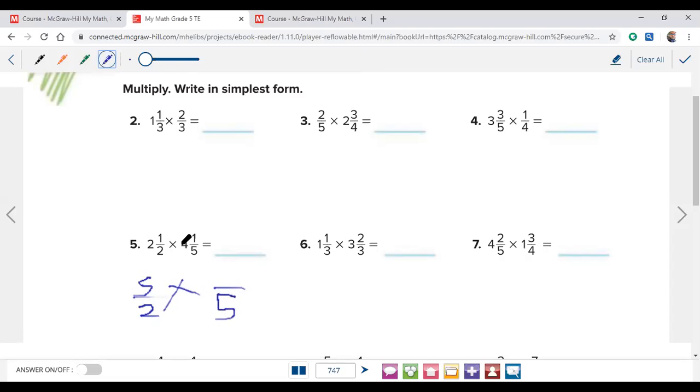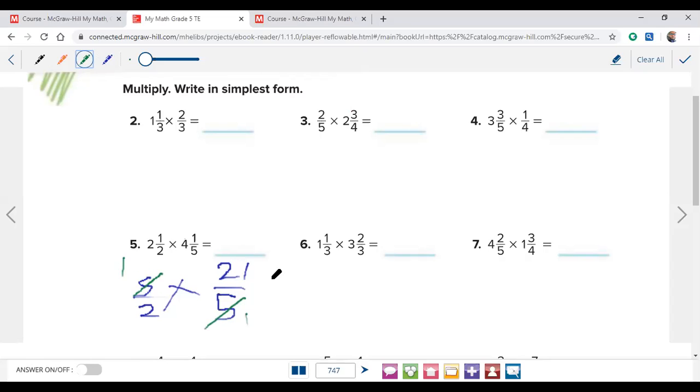Multiply by who? 5 times 4 is 20 plus 1 is 21. Before multiplying, try to cancel the common factor between numerator and denominator. I can cancel 5, because both of them are divisible by 5. 5 divided by 5 equals 1. The other one, 5 divided by 5 equals 1. So I don't have any common factor now.